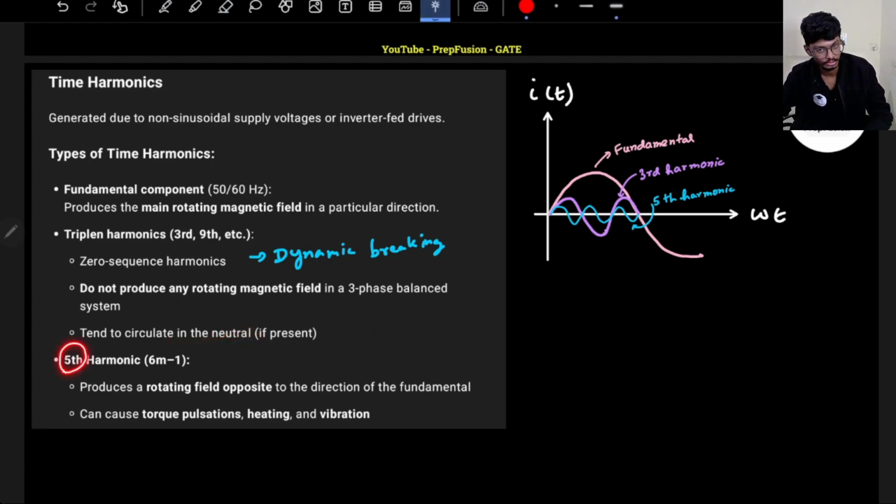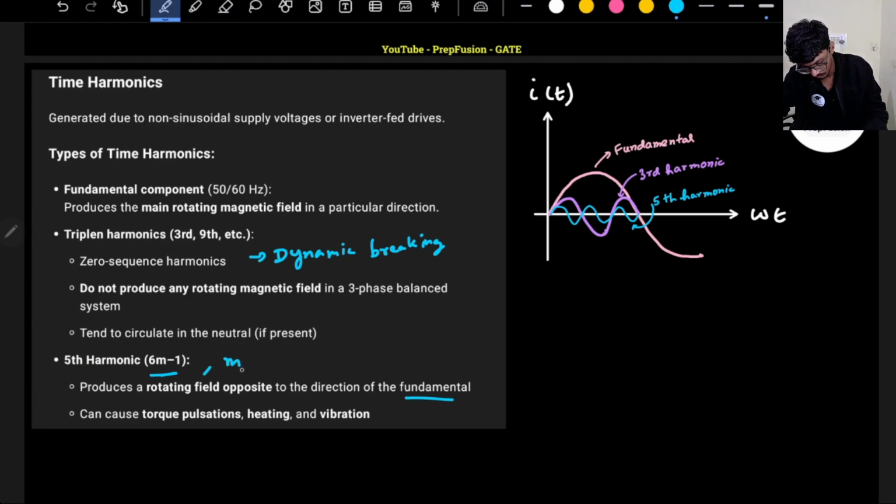Okay, now let's come to the fifth harmonic. We saw that for the fifth harmonic we were getting a rotating magnetic field, but it was rotating in the opposite direction to the fundamental component. So it will be similar to 6m minus 1. Here m basically means any positive integer. So m equal to 1 means 5, then m equal to 2 is 11. So the fifth harmonic, 11th harmonic, then m equal to 3 is the 17th harmonic. All these harmonics will provide a rotating magnetic field in the opposite direction to the fundamental.